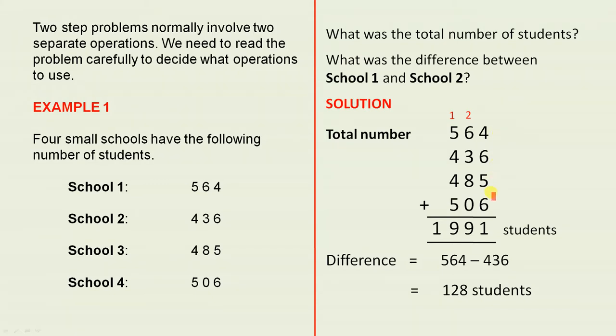So we add the 4 numbers up, and if we do that carefully, we get 1,991 students. Difference means take away or subtraction. So the difference between school 1 and school 2, so school 1 was 564. School 2 was 436, so 564 minus 436 is 128 students. And you can do that subtraction at your leisure, and you will find that that is the answer.